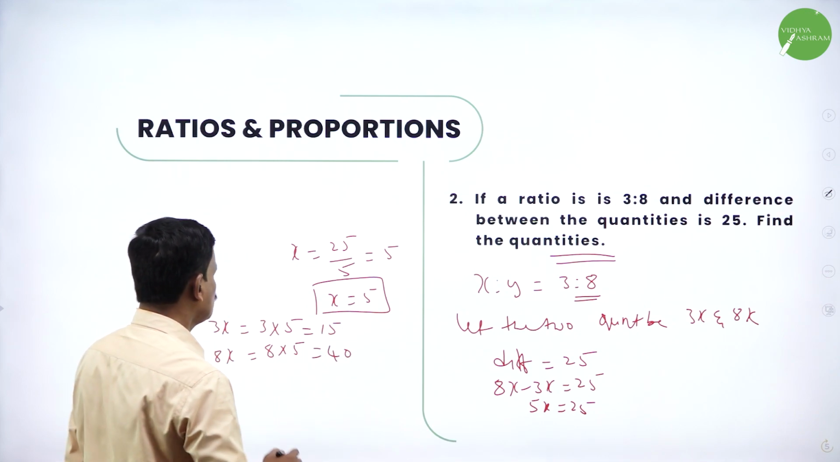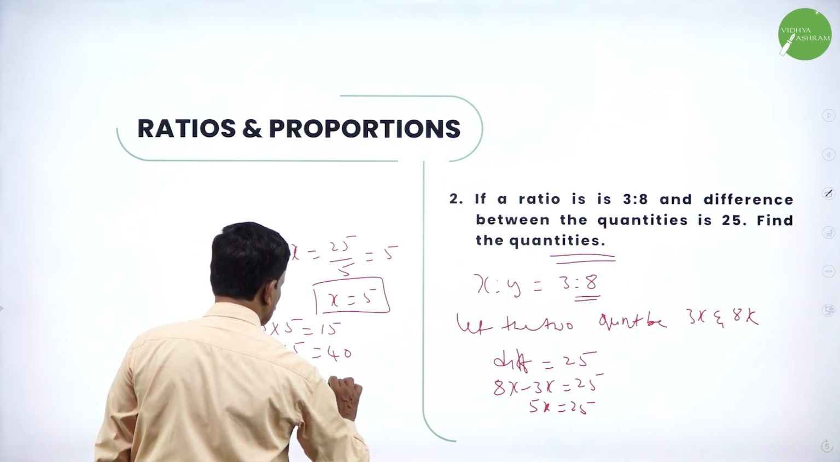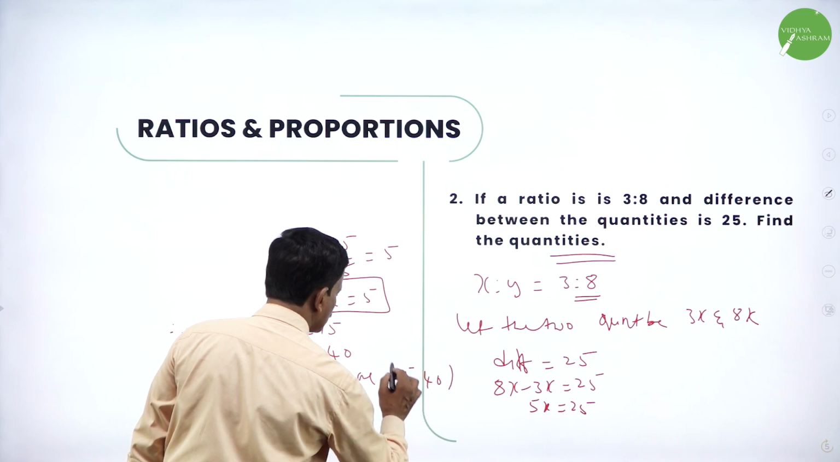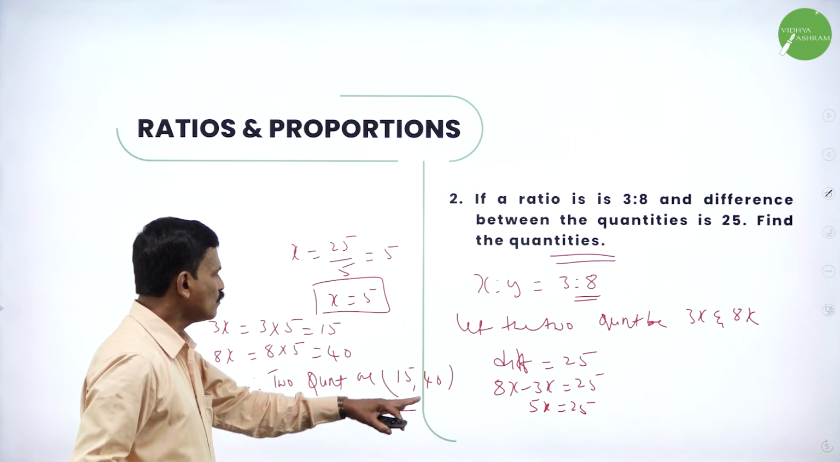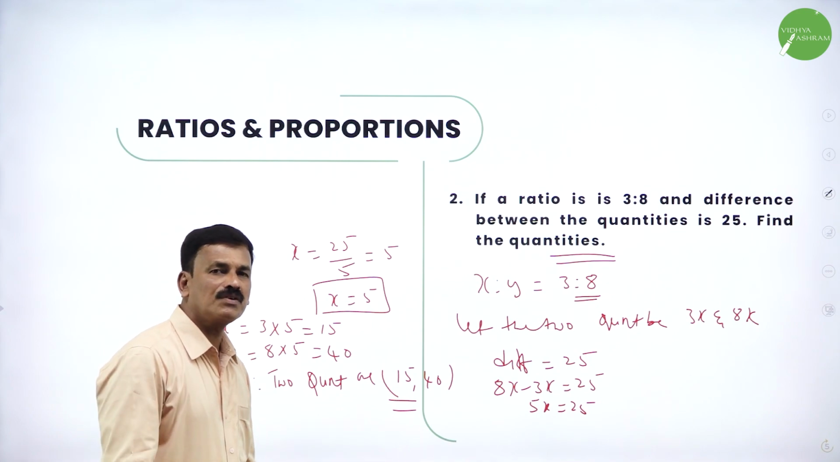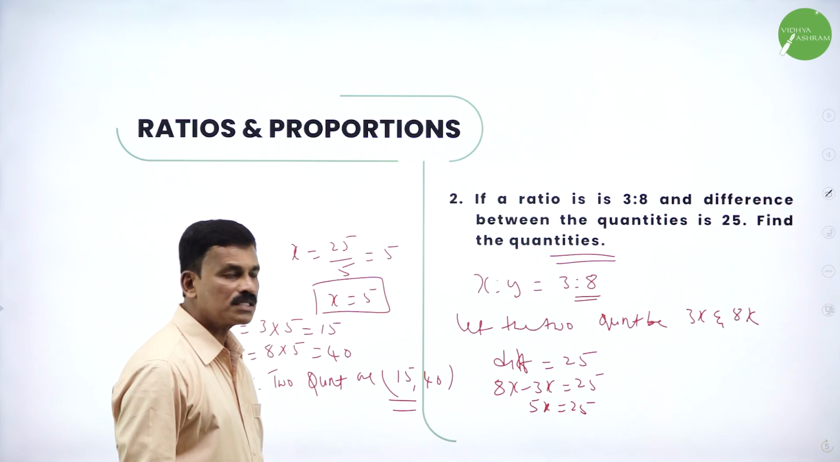So therefore the two quantities are 15 and 40. That's it. If we subtract 40 minus 15, it is equal to 25. This is how we are going to solve this problem. Very simple problem, right? Very simple concepts here.